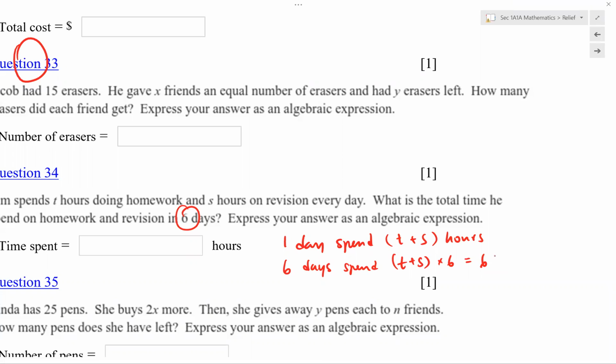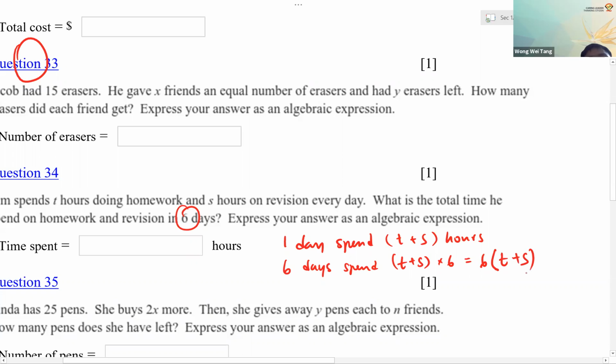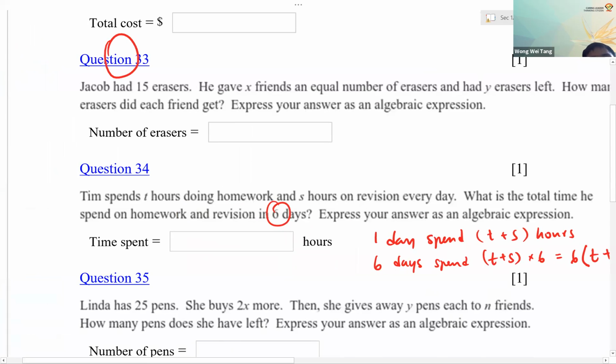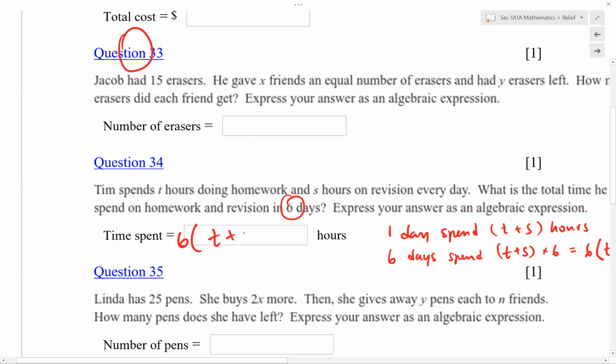Six comma T plus S. I think you mean bracket, huh? 6 bracket T plus S. Close bracket, yes. That's what we are expecting. So 6 bracket T plus S.